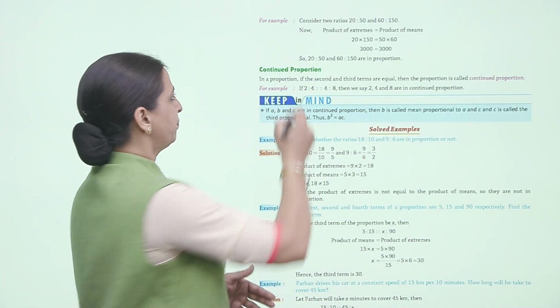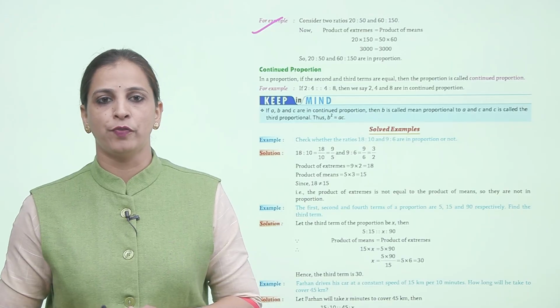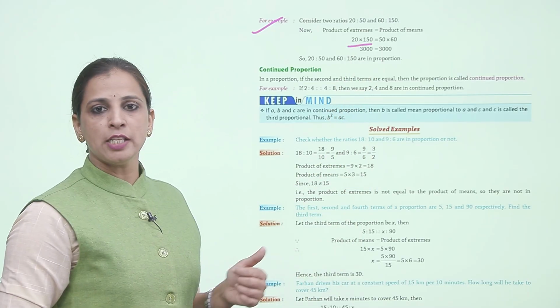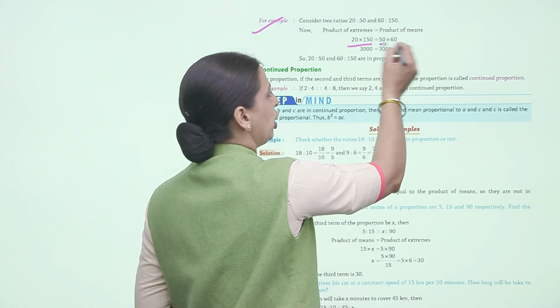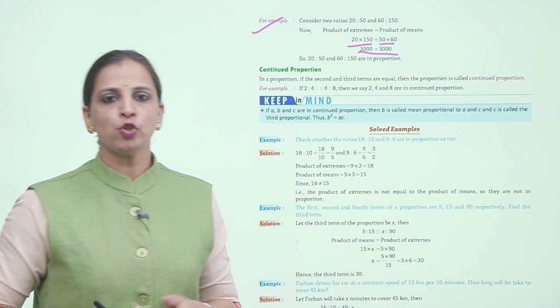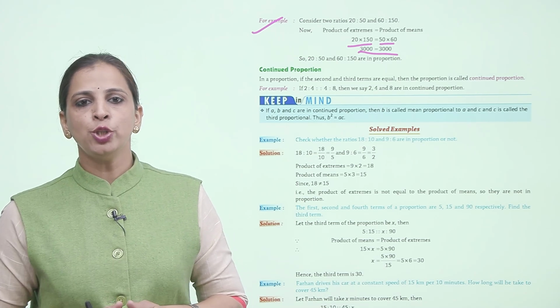For example, consider two ratios 20:50 and 60:150. Now product of extremes, that is 20 times 150, is equal to product of means, that is 50 times 60. Both are equal to 3000. So 20:50 and 60:150 are in proportion. Now continued proportion.